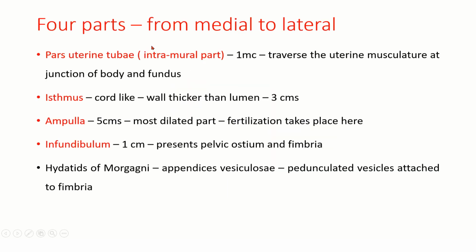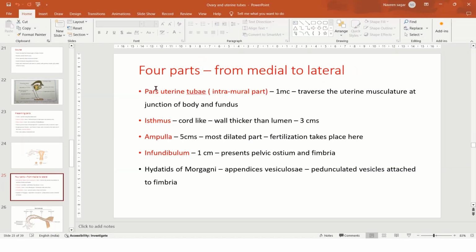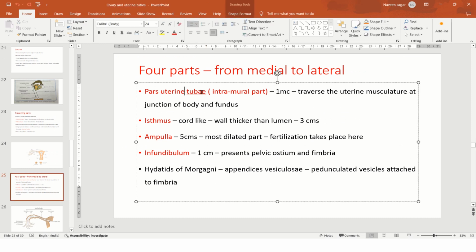There are 4 parts from medial to lateral. The first part is the intramural part, otherwise called pars uterina tubae, 1 centimeter in length, which traverses the uterine musculature at the junction of body and fundus.